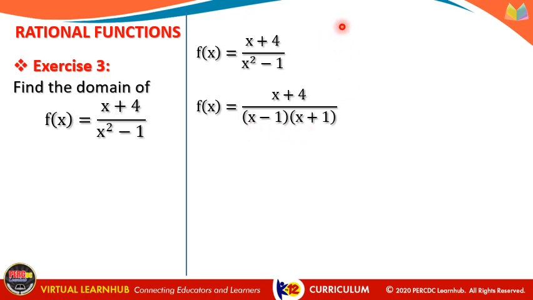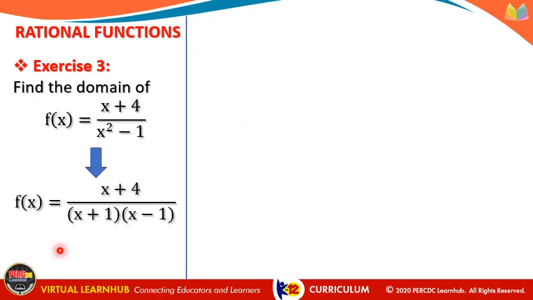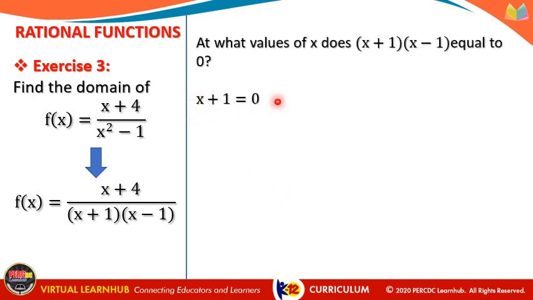Ano yung mga values ng x na magpapa-0 sa denominator natin? Okay? So, nakita na natin yan. So, this is equivalent to this. Ano yung magpapa-0 sa x plus 1, x minus 1? So, di ba? Simple lang. O, kunin mo yung x plus 1, equate mo sa 0, solving for x, ang lalabas ay negative 1. Kunin mo yung x minus 1, equate mo sa 0, masosolve mong x ay positive 1.